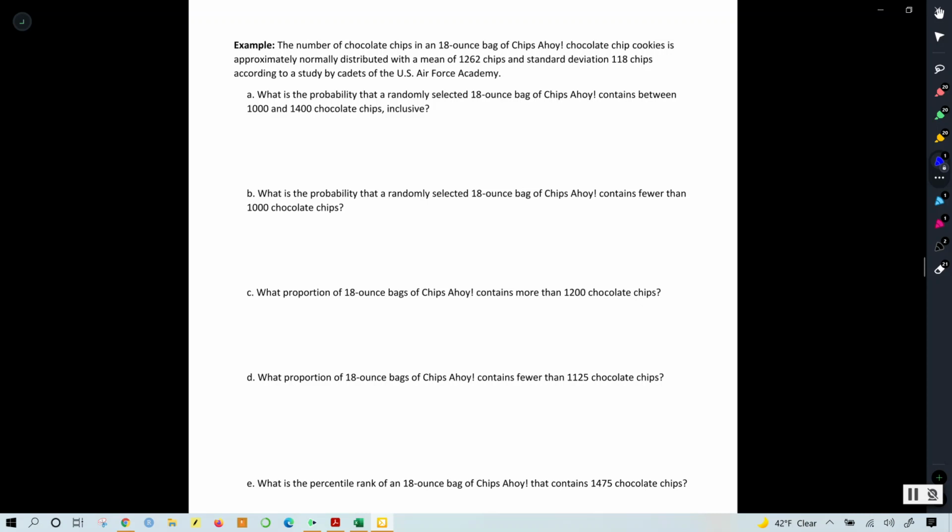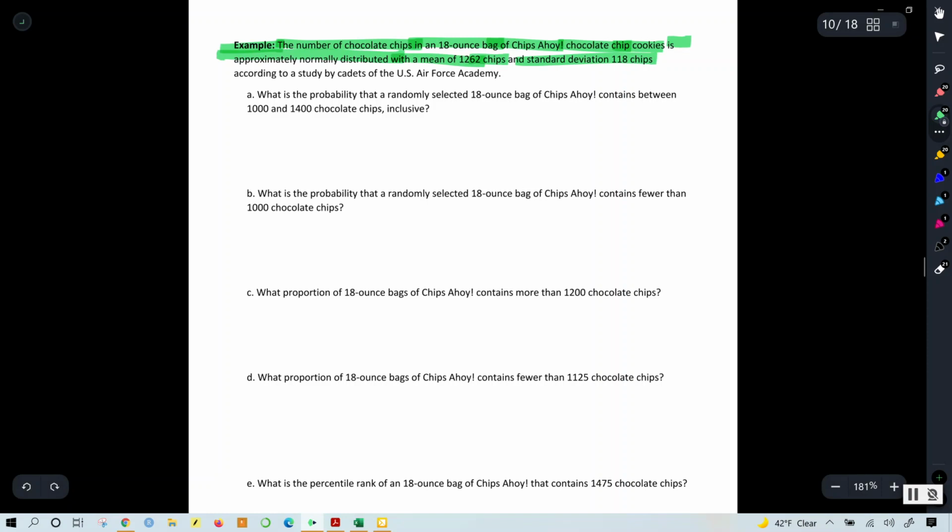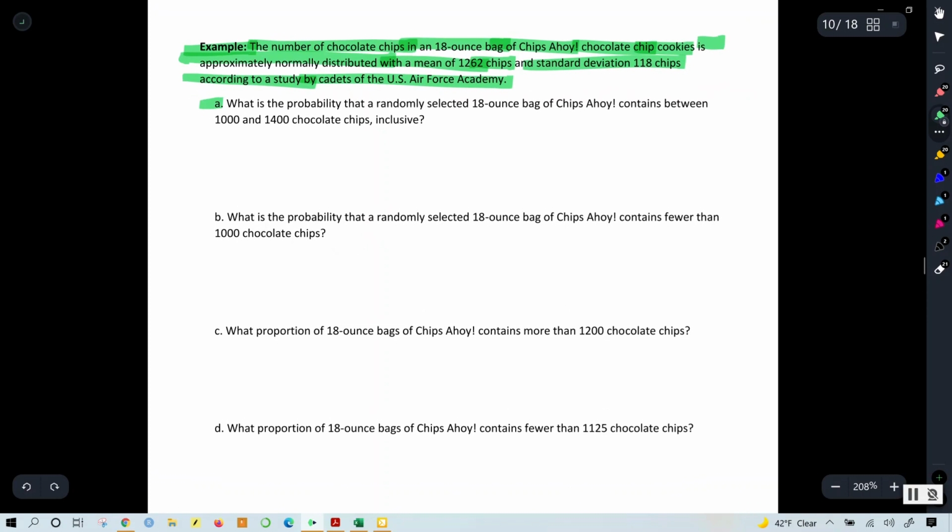In order to raise the curtains on applied problems on the normal distribution, we begin with the first example. In this example, we are told that the number of chocolate chips in an 18-ounce bag of Chips Ahoy chocolate chip cookies is approximately normally distributed with a mean of 1262 chips and a standard deviation of 118 chips, according to a study by cadets of the U.S. Air Force Academy.